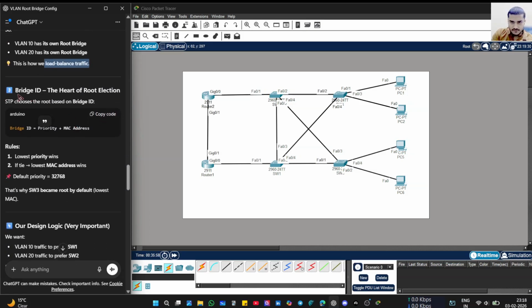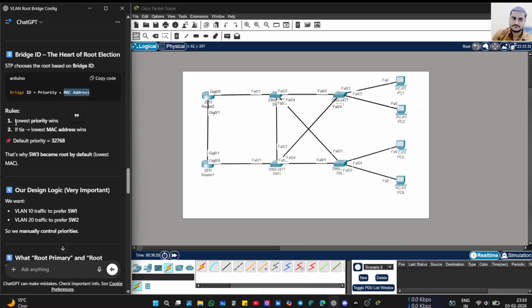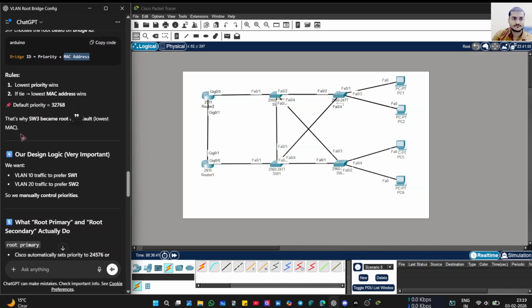So what about the bridge ID? This is the heart of the root election. STP chooses the root bridge based on the bridge ID. As I said, the bridge ID is the priority and the MAC address. These two major things combine to make the bridge ID. The rules are given: the lowest priority wins, as we discussed. If there is a tie, we go for the lowest MAC address to make the comparison and elect the root bridge.